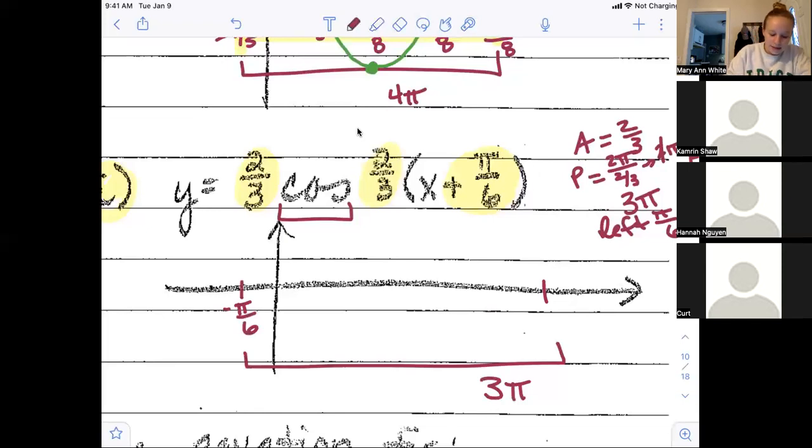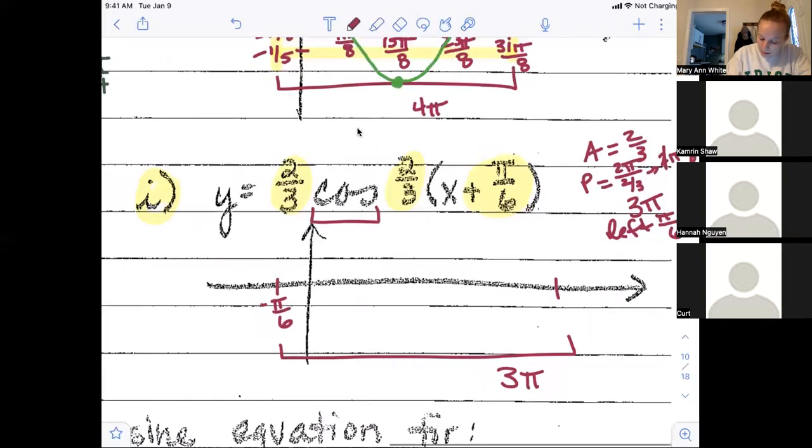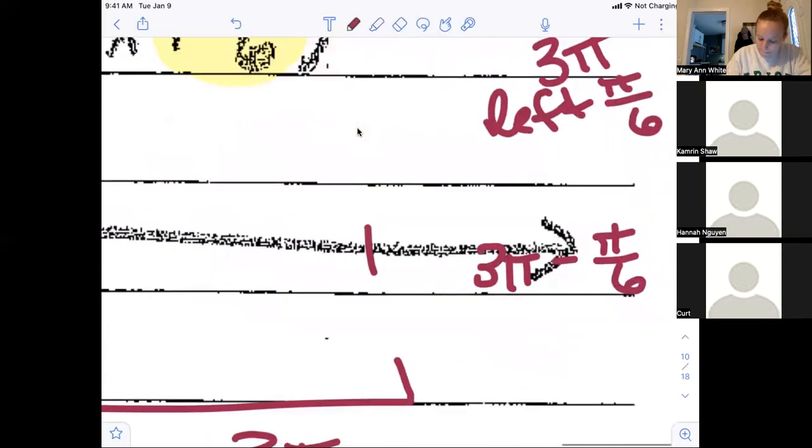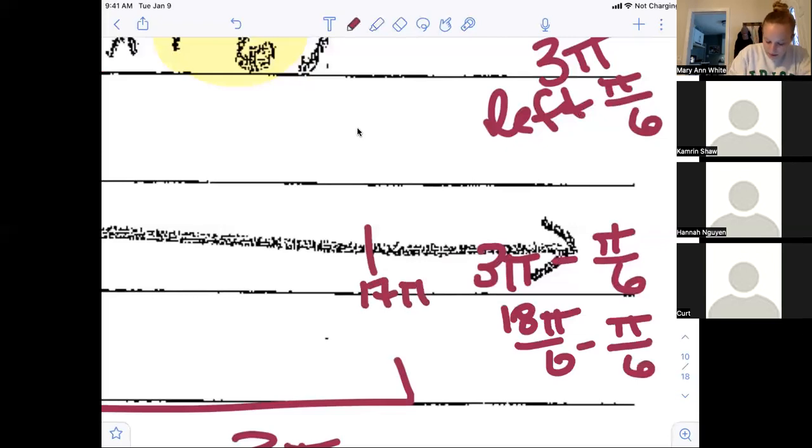If I had started at 0 and gone 3 pi, then I would have ended physically at 3 pi. But I've started left pi over 6. So that means, just like we did on the last problem, I'm not going to be at 3 pi. I'm going to be at 3 pi minus pi over 6. 3 pi is the same thing as 18 pi over 6, so 18 minus 1 is going to be 17 pi over 6.